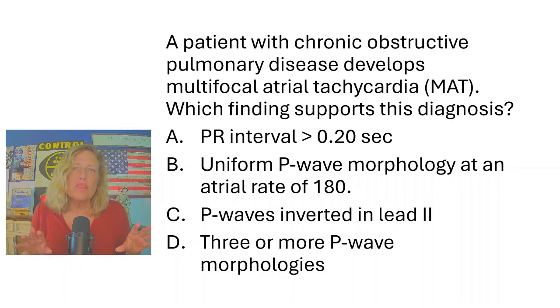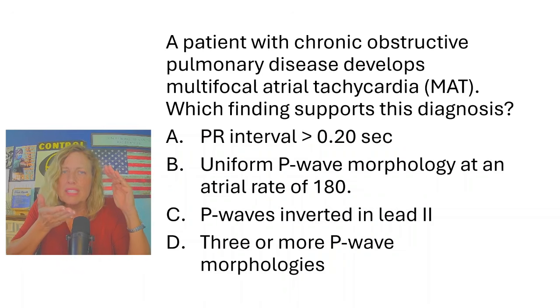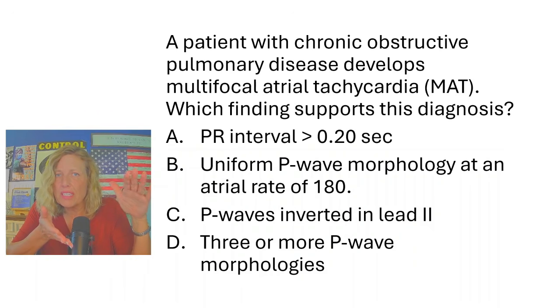So I'm looking for something that says there's different places that's initiating this. PR interval greater than 0.20. That just tells me that there's a delay between the atria and the ventricles. The PR interval represents the amount of time it takes to get from the atria to the ventricles. So if the interval is longer, there's a delay. But that's not what multifocal means. It doesn't mean delay. So I'm not going to pick A.